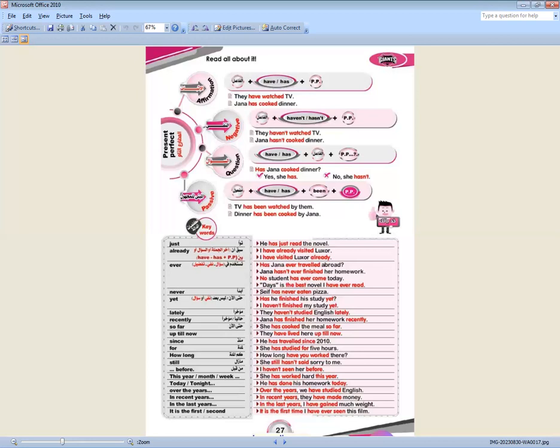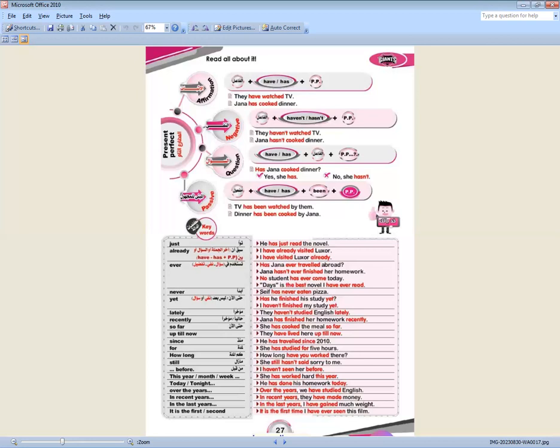Yet comes in the negative and in the question. Has he finished his study yet? I haven't finished my study yet. Lately and recently, you can start with them or put them at the end. They haven't studied English lately. Jenna has finished her homework recently. So far, she has cooked the meal so far. Up till now, they have lived here up till now.